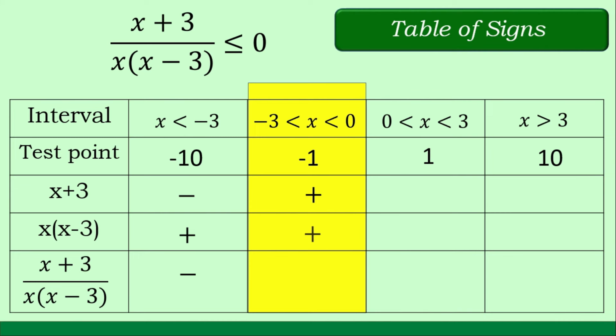So that will give you a positive answer. So positive right here divided by a positive answer, the result is also positive. Let's proceed to the next column.